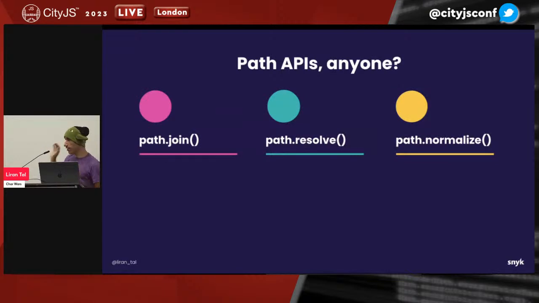So we use those path APIs on a very regular, daily basis. If you're doing backend, server-side kinds of programming, and if you're not using them directly, there are probably dependencies that you use that use them for you. path.join, path.resolve, path.normalize.